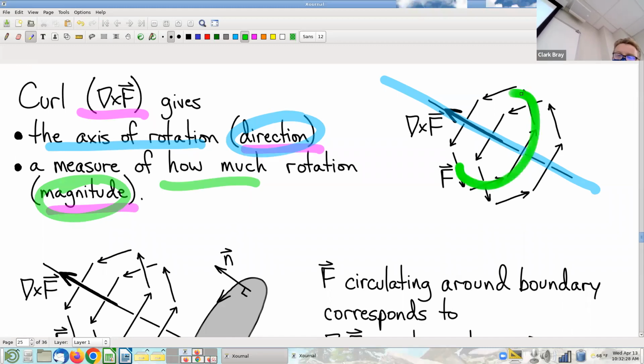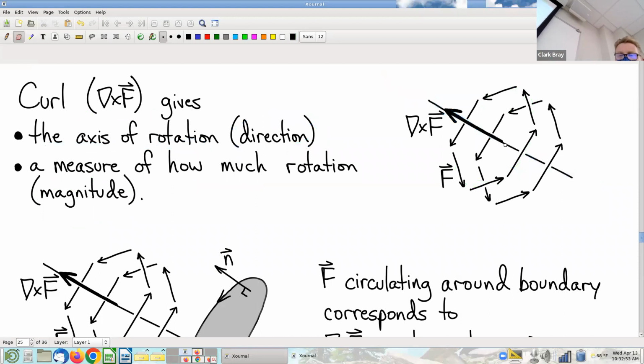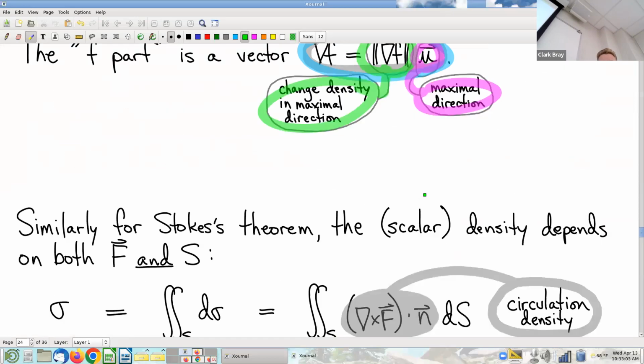And I don't know how to draw this exactly, but it's telling you, is this a strong tornado? Is this a Cat 5 or a Cat 2? Wait, that's hurricanes. But whatever the terminology is for tornadoes, just how much the fluid is spinning around this axis. So roughly speaking, this is a picture of what curl looks like. Curl is pointing in the direction of the axis that you're circulating around, and its magnitude tells you how much. So with this picture in mind, I'm going to come back up here.